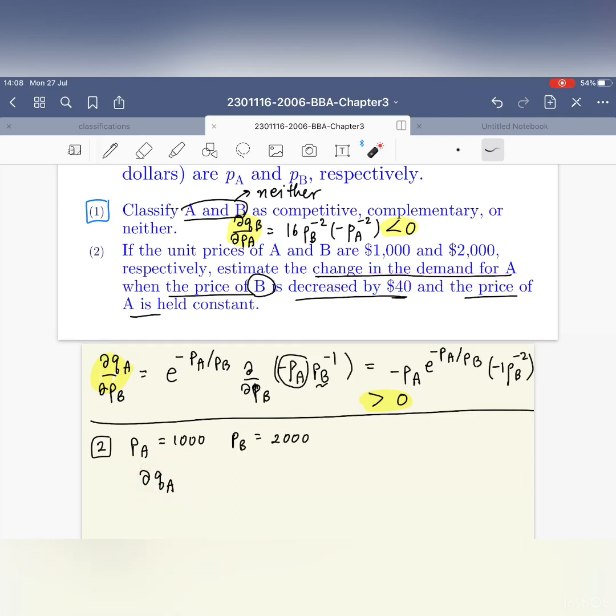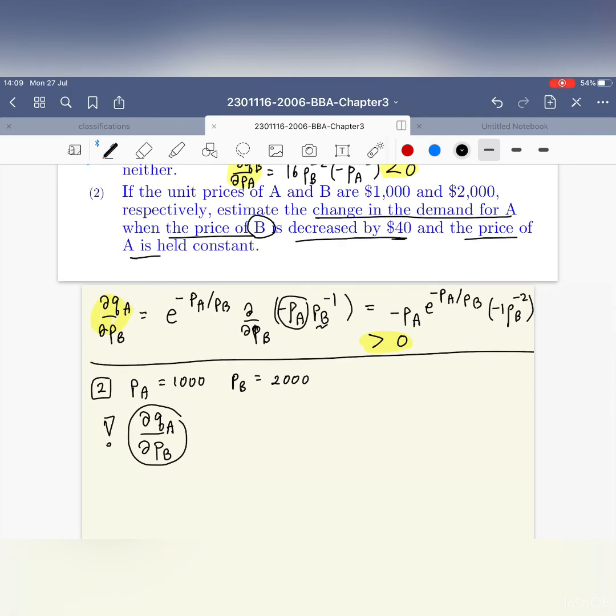But this one says that when the price B changes, and the price A is constant, it means the change that you need is the one with respect to PB. So here will be the term that it will involve.